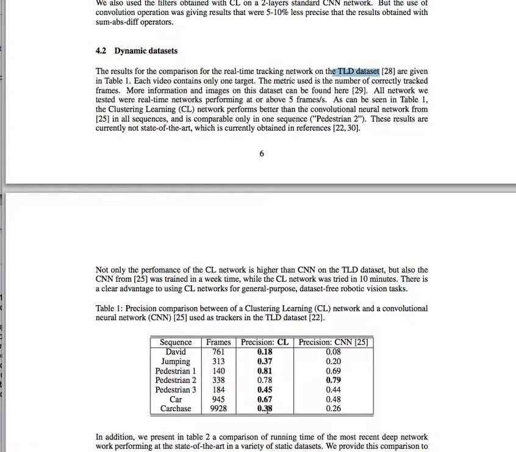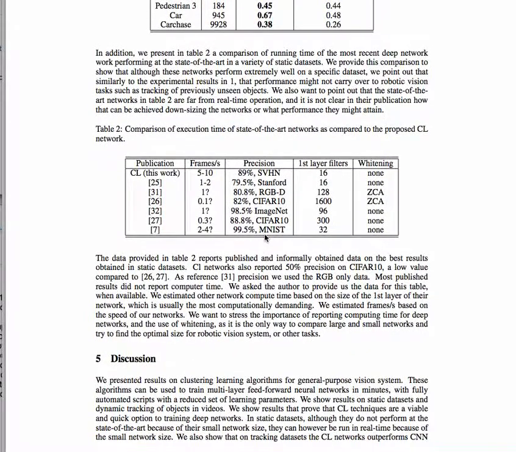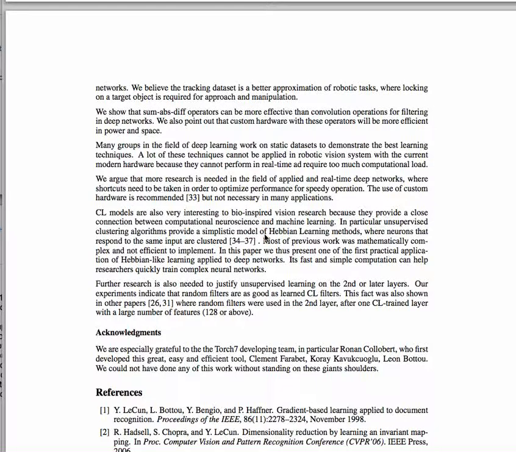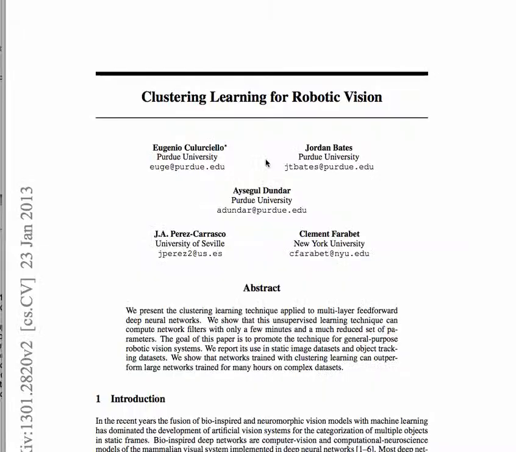And for this task, we had a video in which we needed to track a specific object based on just one appearance, and we didn't really have a data set. So this basically proves that clustering learning is a good technique for robotic vision systems, and that it can be used even with a small number of filters and in real time.